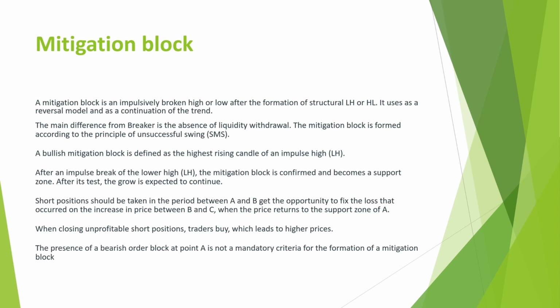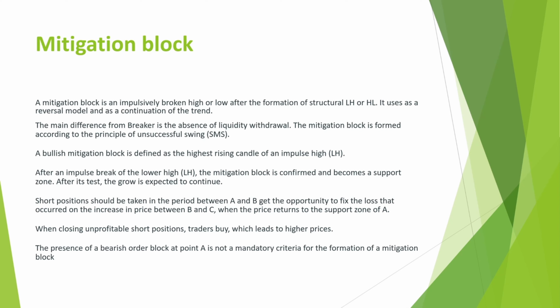A bullish mitigation block is defined as the highest rising candle of an impulse high. After an impulse break of the lower high, the mitigation block is confirmed and becomes a support zone. After its test, the growth is expected to continue. Short positions should be taken in the period between A and B. Those traders get the opportunity to fix the loss that occurred on the increase in price between B and C when the price returns to the support zone A. When closing an unprofitable short position, traders buy, which leads to a higher price.